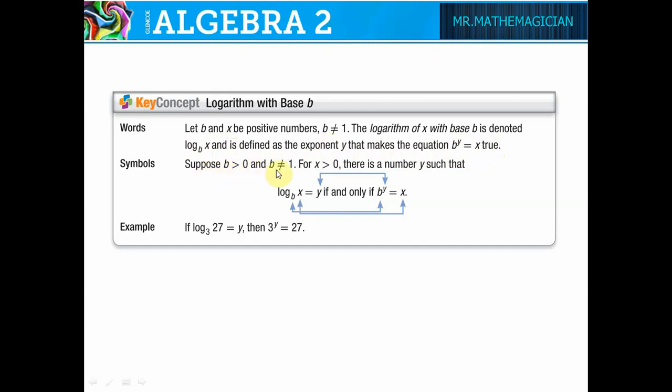Suppose b is greater than 0 and b is not equal to 1. So for x greater than 0, there is a number y such that log x to the base b equals y if and only if b to the power of y equals x, means b is the base and y is the power. Example: if log 27 to the base 3 equals y, this means 3 to the power of y equals 27. Again, 3 is the base and y is the power.